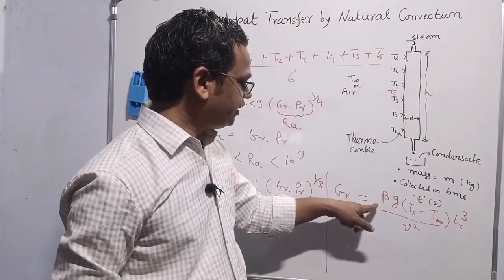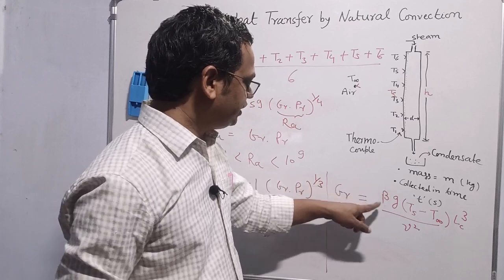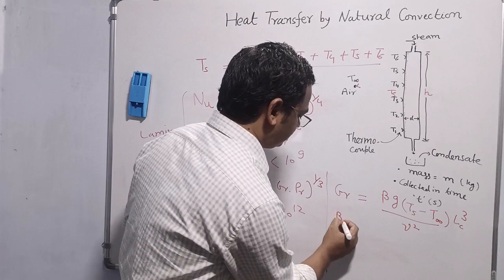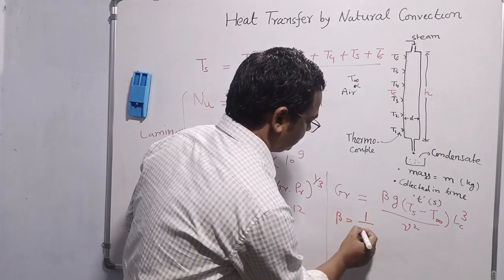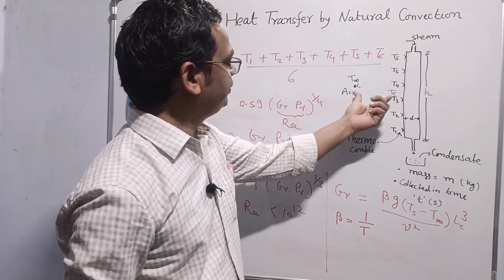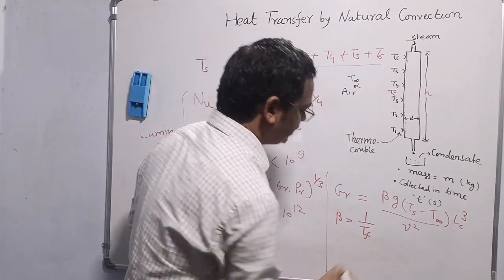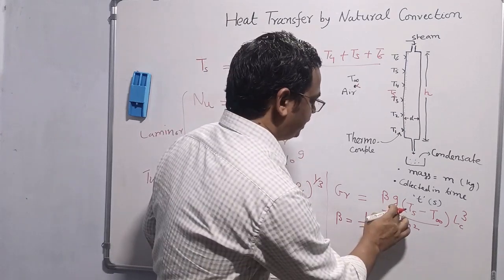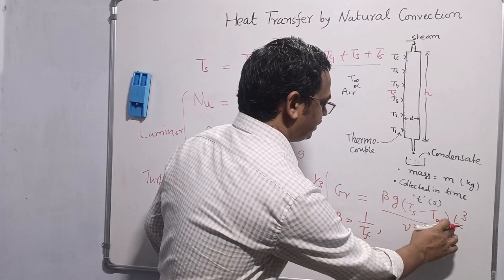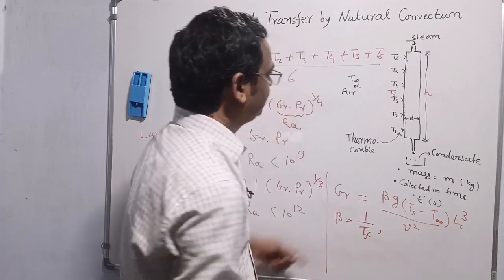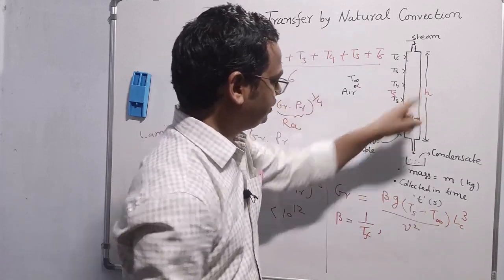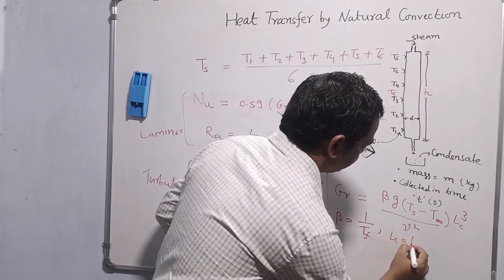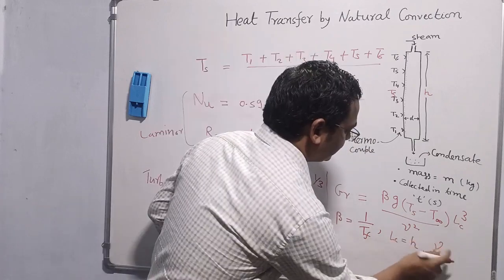Here beta is the volumetric expansion coefficient. For the ideal gas, this is just the inverse of the temperature of the film, Tf. g is the gravity, 9.81 meter per second squared. Lc is the characteristic length. In this case, Lc is H. In the vertical case, it is H. And nu is the kinematic viscosity.